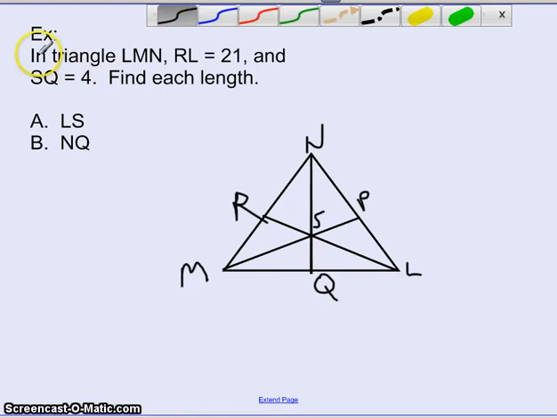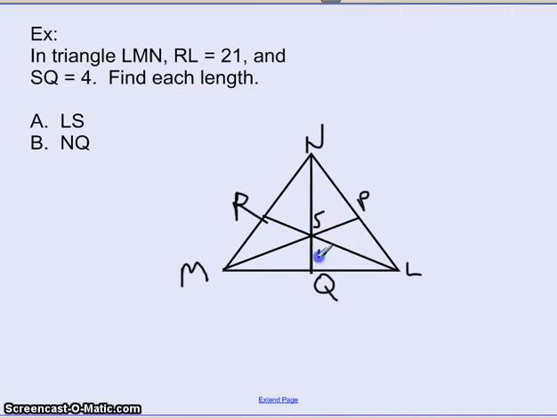So let's see, in triangle LMN, LR is 21 and SQ is 4. Find the length of each. We're supposed to find LS, so that's this one right here. And we're supposed to find, let's see, NQ, full distance right there.